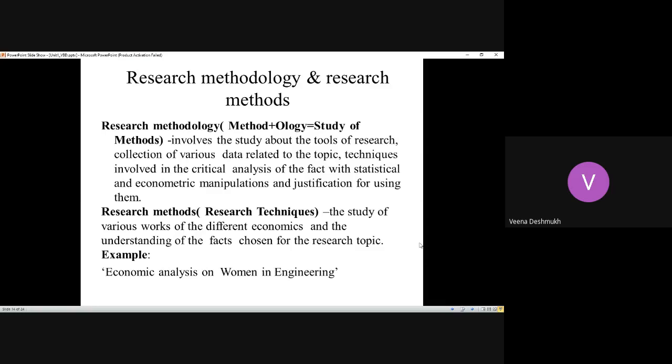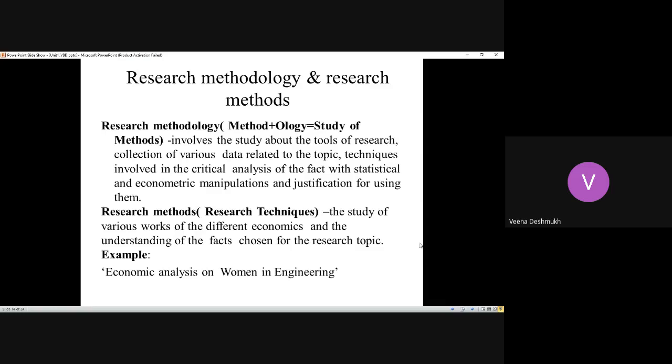Say for example, economic analysis on women in engineering. Economic analysis means how much they earn, how they spend, all details related to women in engineering, what they are doing, how much they are earning, the engineering people, by which methods they are earning, whether they are in the professional field or they have come out of profession and then earning. So in general, economic analysis on women in engineering, this gives you a topic.